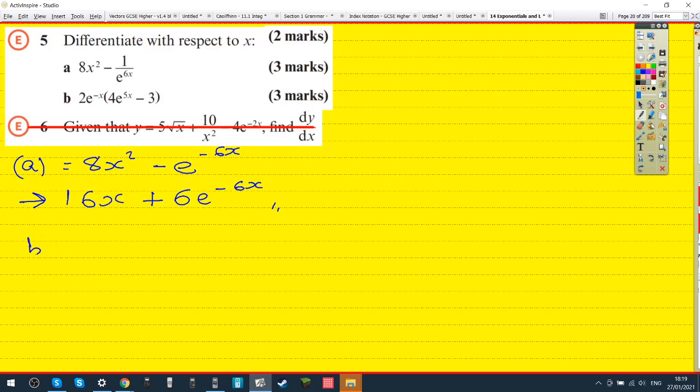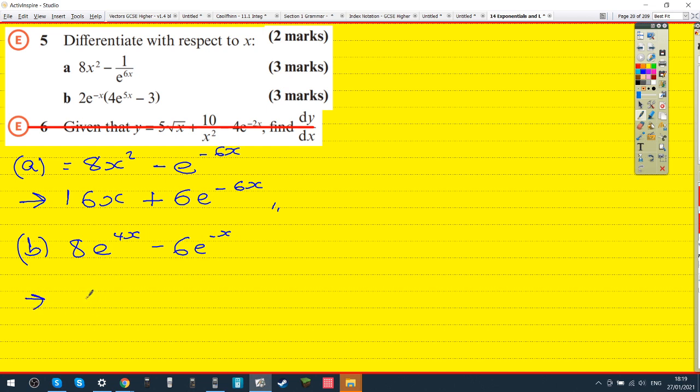Let's try B. Minus 2 e to the... Hold on, expand the brackets first. Okay. 8e to the 4x. Yeah. Minus 6e to the minus x. Yeah.